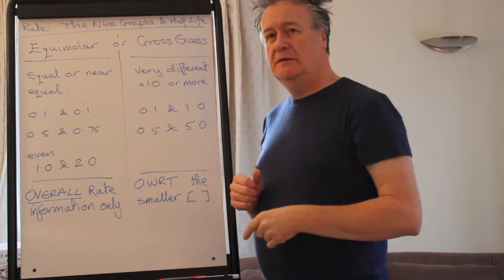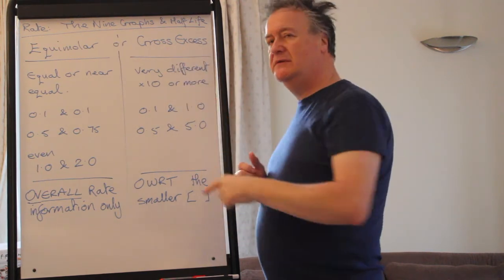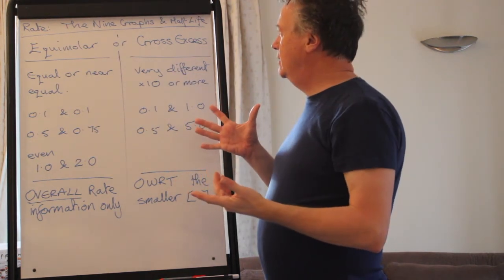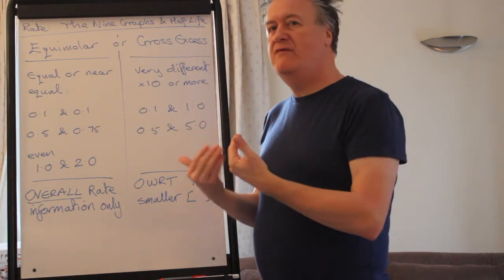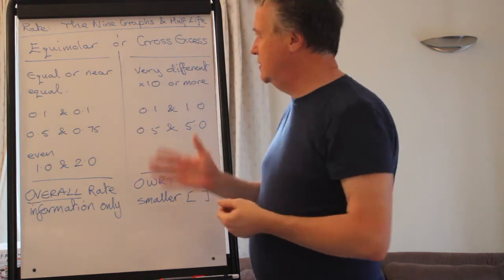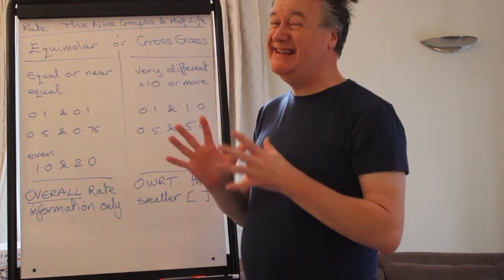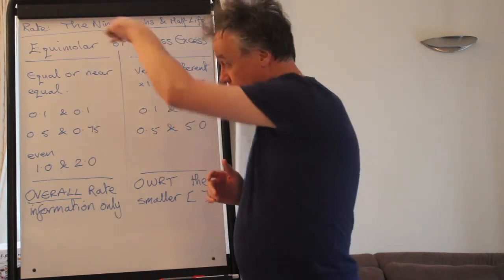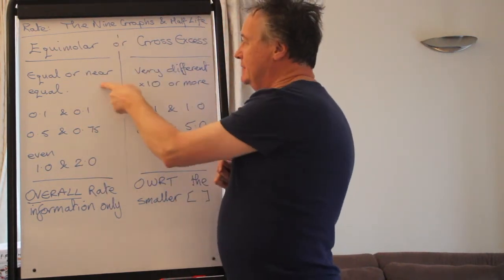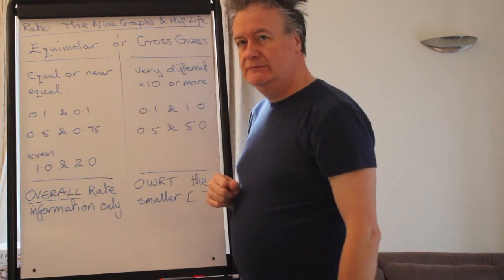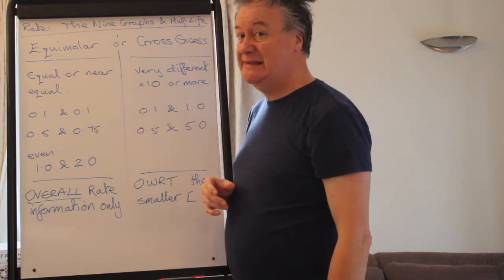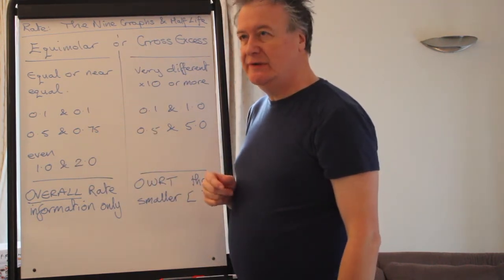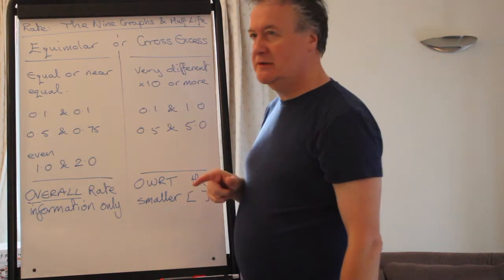Equimolar versus, I've not called it excess, I've called it gross excess. Now gross excess is a horrible word, but it means very much different concentration. So when you have equimolar, it doesn't have to be equal to follow what goes on with equimolar as a consequence. So that's why I've put equal or near equal. What does near equal mean? Not dramatically different.